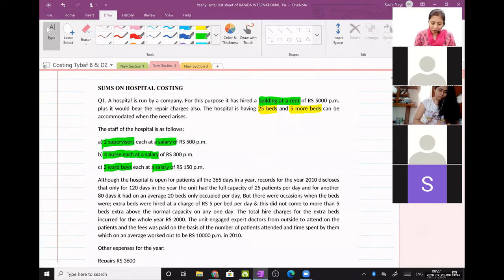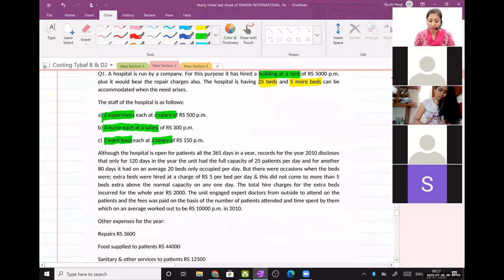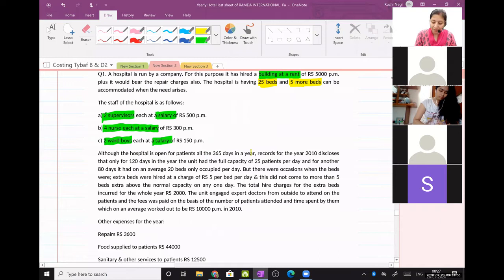Next, although the hospital is open for patients all the 365 days, days in a year is 365. So it is a yearly cost sheet, obviously. Records for the year 2010 disclose that only for 120 days in a year, the unit had full capacity of 25 patients per day. So out of 365 days, for 120 days there is full occupancy, meaning 100% of beds are occupied. And for another 80 days, it had an average of 20 beds only occupied per day.